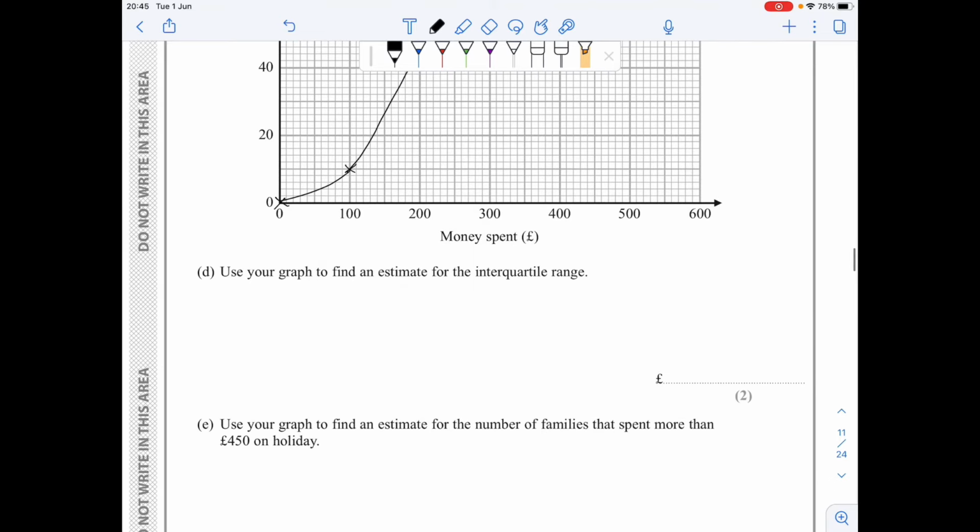In part D, I need to use the graph to find an estimate for the interquartile range. Interquartile range is equal to Q3 minus Q1. Now Q3 is 120 times 3/4, which is the 90th value. Q1 is 120 times 1/4, which is the 30th value.